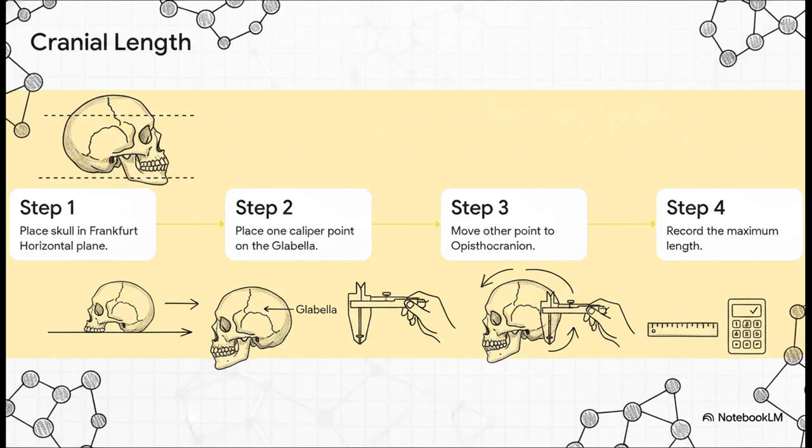Next, you grab an instrument called a spreading caliper. You place one pointed end securely on that glabella landmark at the front. Then you take the other point and sweep it along the back of the skull, right over the occipital bone until you hit the opisthocranion, the furthest projecting point. Finally, you record the measurement. It's not guesswork, it's a highly precise physical science.